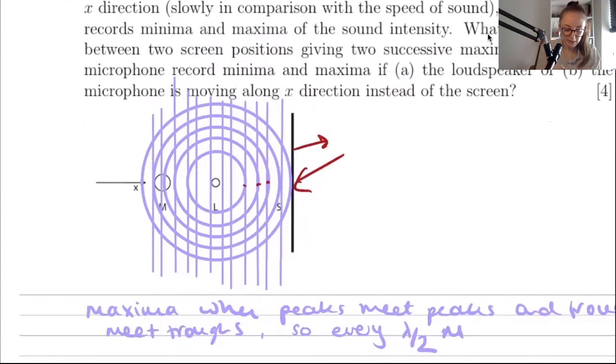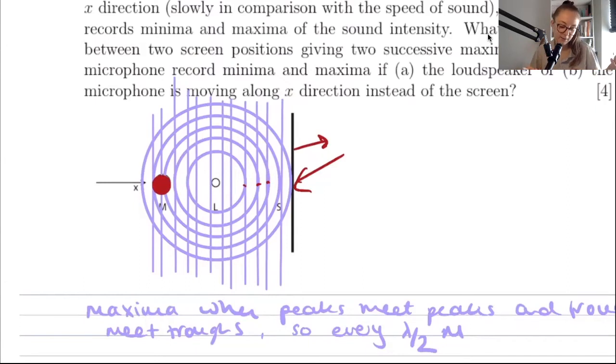So as the microphone moves across, if we imagine this is a little microphone here now, it still meets maxima at all points. There is constructive interference all the way across this path here. So it will not hear maxima and minima. If the loudspeaker and the screen are in a position where the peaks and the troughs are meeting, then it will hear constructive interference the entire way.